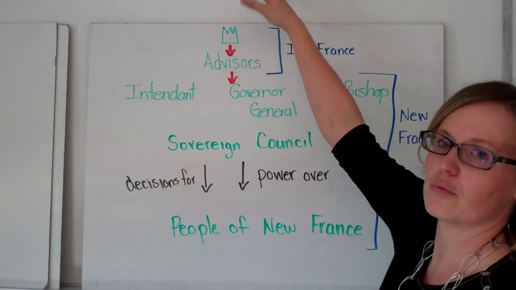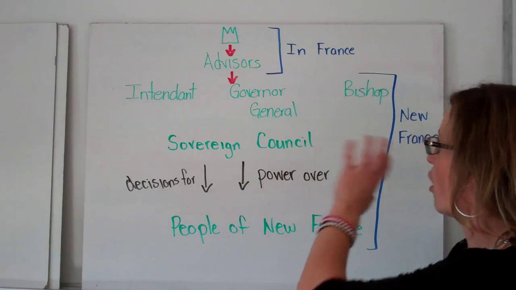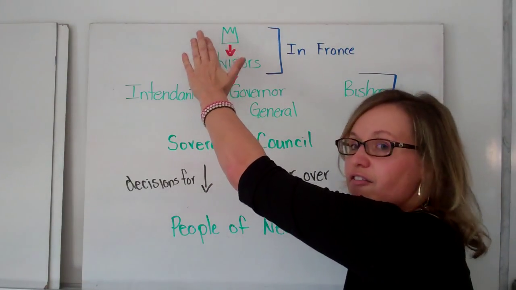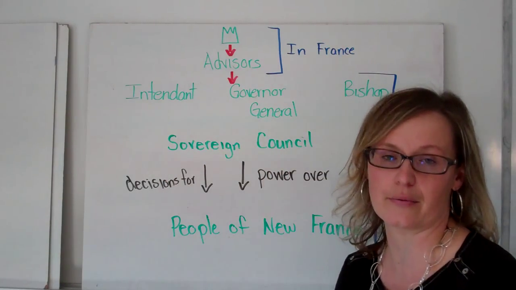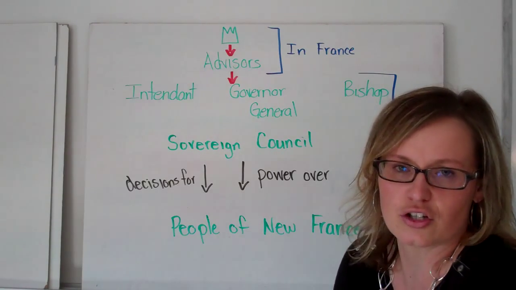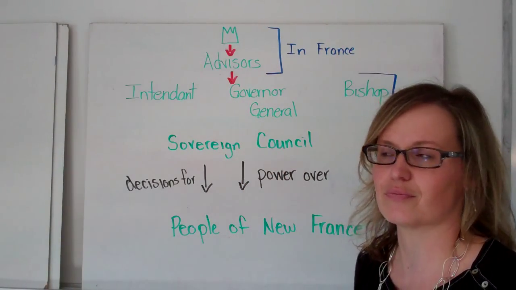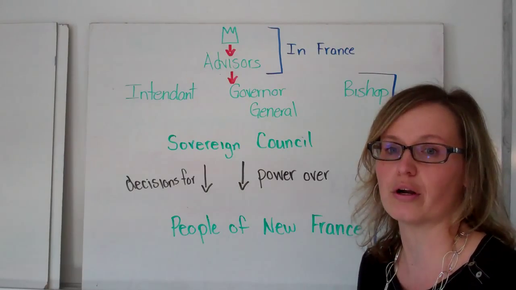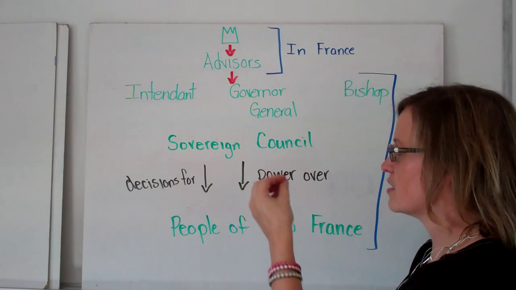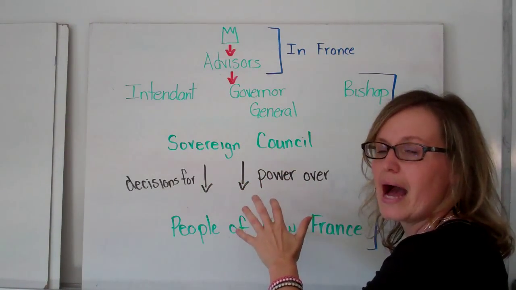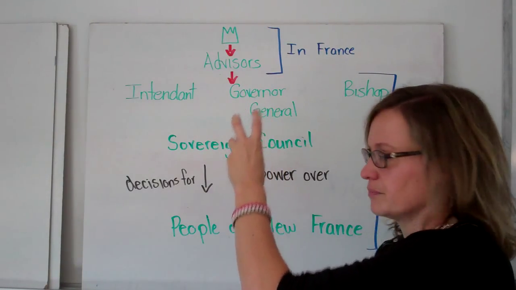Then the king elects the intendant, the governor general, and the bishop, who are now in New France. They are representatives of the king, but they are living in the new colony, and they are members of the Sovereign Council. The Sovereign Council is the group that makes the decisions and the laws. Everyone in this part of the government came from France. Very rarely was there a person born in New France who would be a part of the Sovereign Council. So in New France, all of the decisions and all the power lay with people who were still living in France or had come from France.